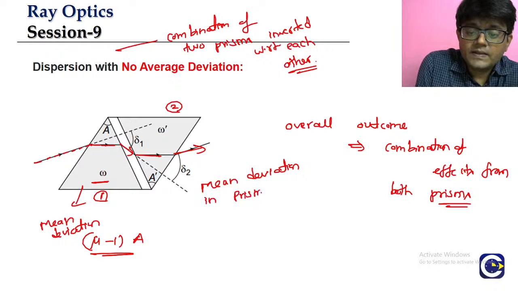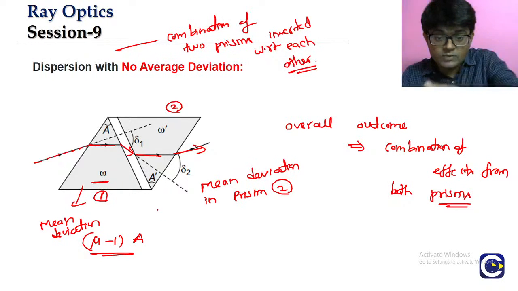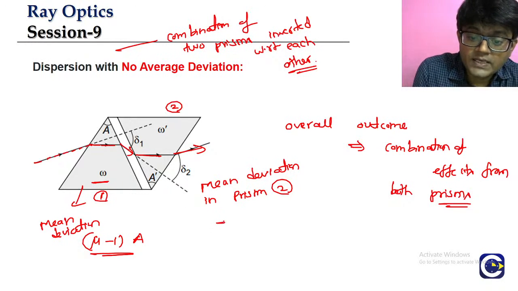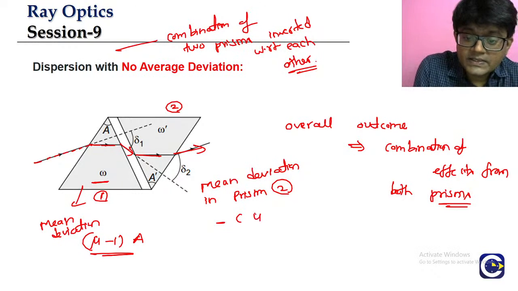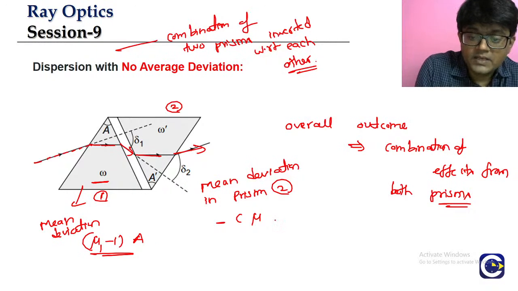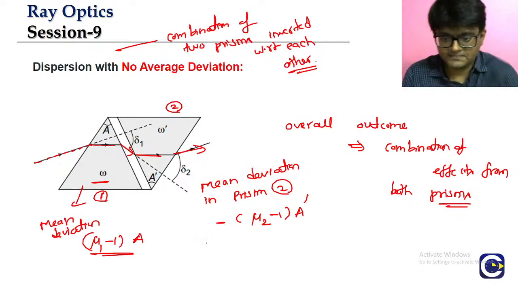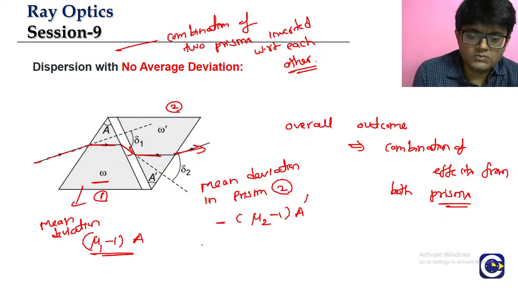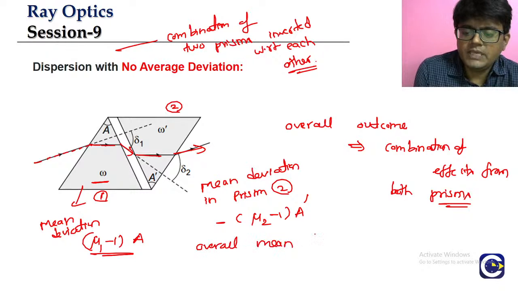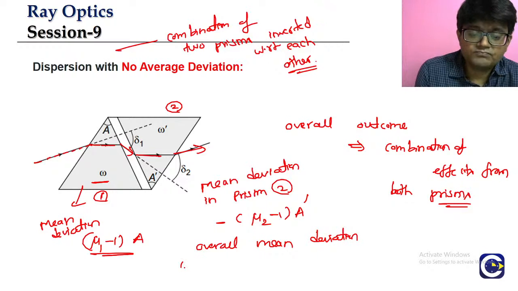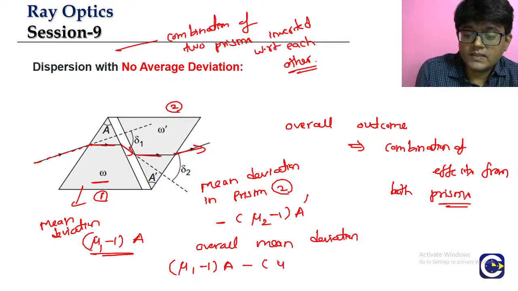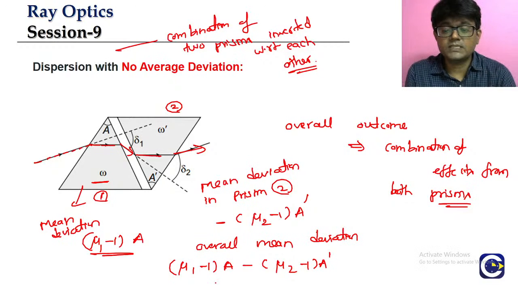Now what about the mean deviation in prism 2? Here the deviation is going to be exactly in the opposite direction, so we have to take it as minus. Let us say the second prism refractive index is different, mu2, then it will be minus of mu2 minus 1 into A dash. Why are we keeping the minus? Because it will be exactly in the counter direction. So the overall mean deviation will be mu1 minus 1 into A, plus the minus of mu2 minus 1 into A dash. This is the overall mean deviation.